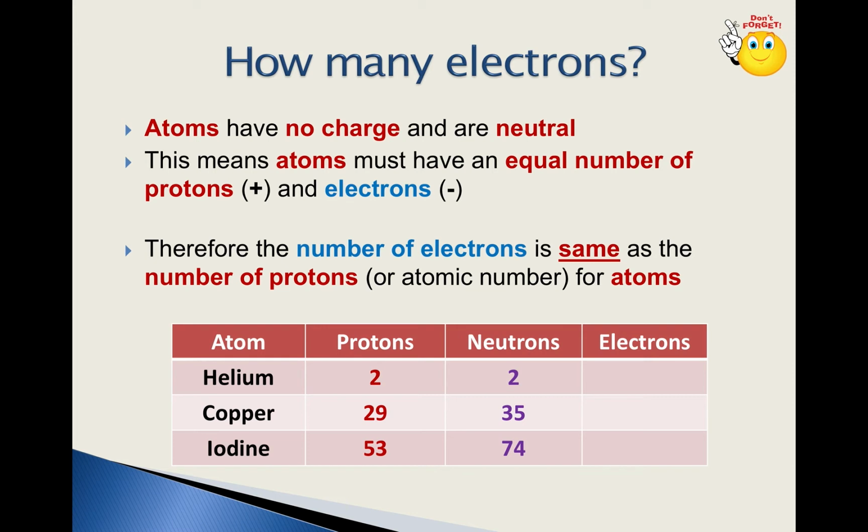If we look at these three examples, they are all atoms, and therefore they are all neutral. The number of protons will always be equal to the number of electrons. Helium has 2 protons and will have 2 electrons. Copper has 29 protons and will have 29 electrons. Iodine has 53 protons and will have 53 electrons. And we can see a direct correlation between the number of protons and the number of electrons if an atom is neutral.